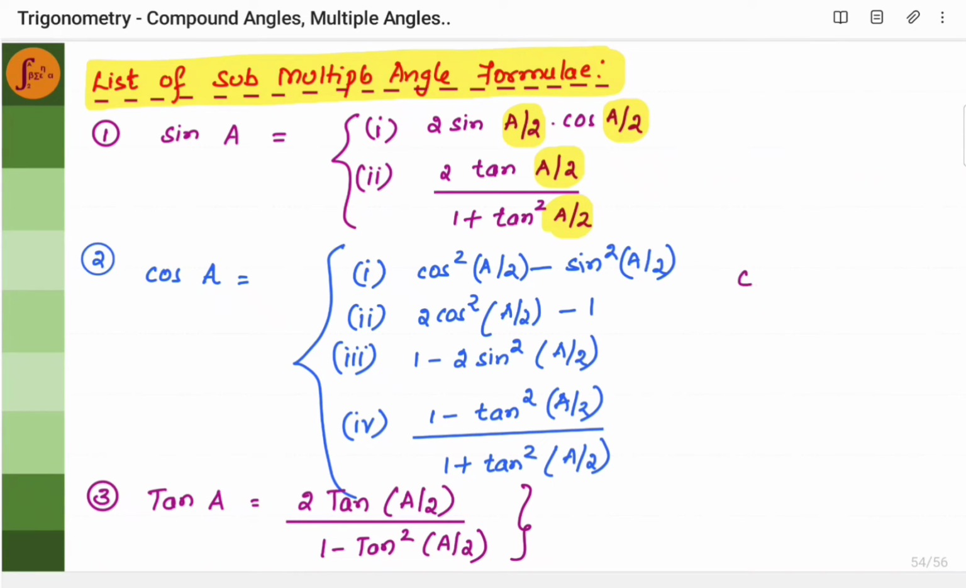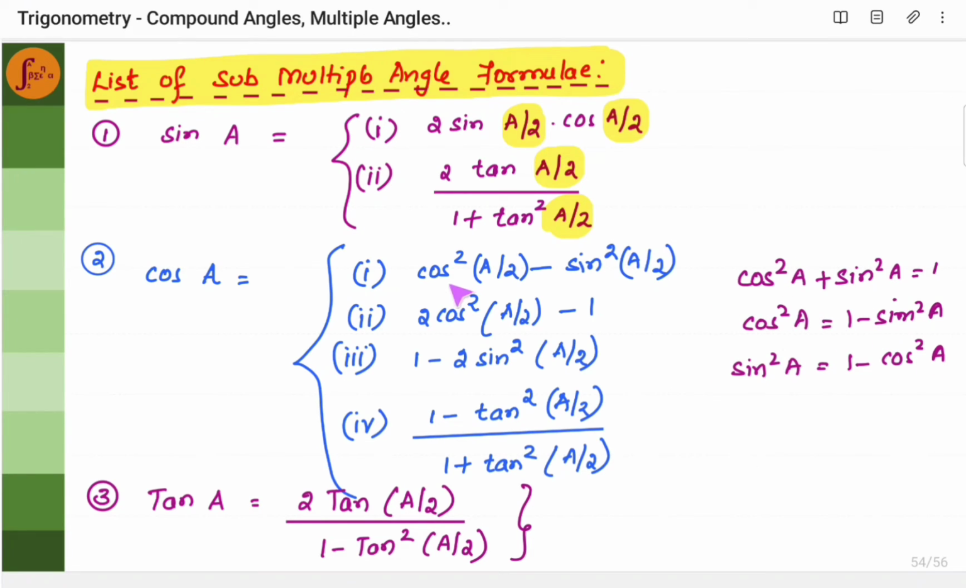Because we can use cos square a plus sin square a is equal to 1, you can have cos square a is equal to 1 minus sin square a, and sin square a is 1 minus cos square a. Because we have 3 derivations here, we can substitute cos square A with this and sin square A with this. So you'll get three variations of formulae. And then we have one thing completely with tan representation, tan A, which is 2 tan A by 2 by 1 minus tan square A by 2. Let's go through the derivation of each of these.